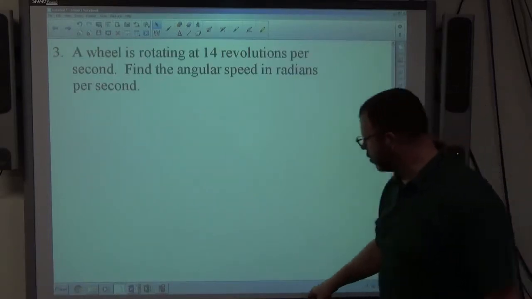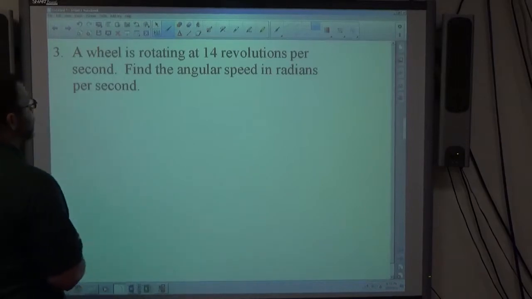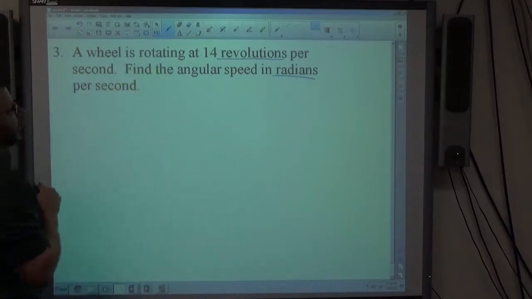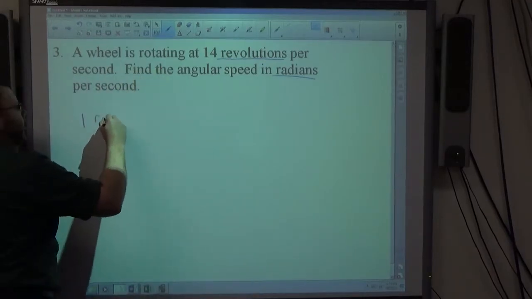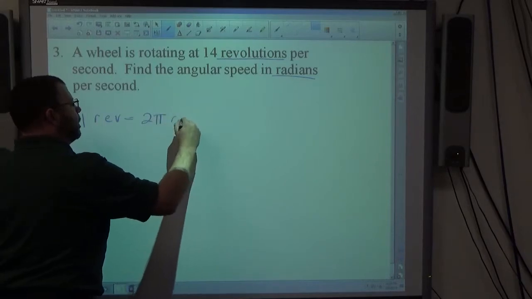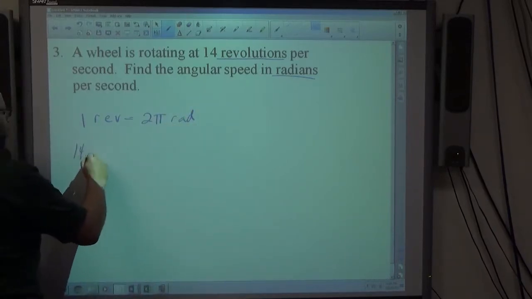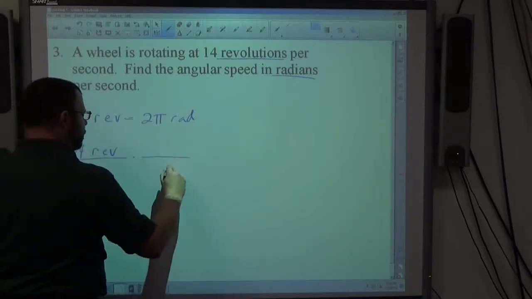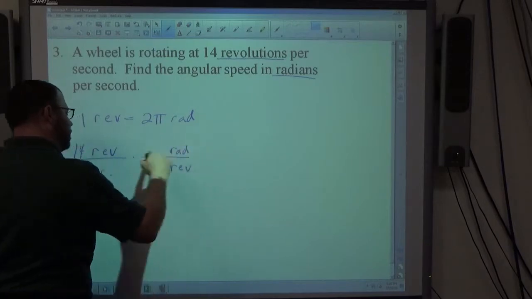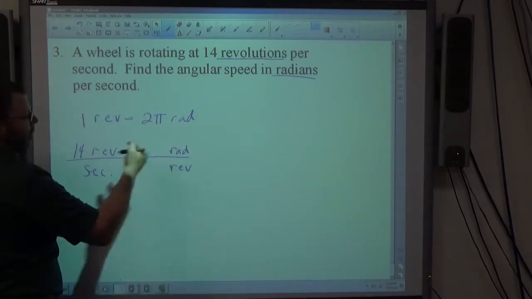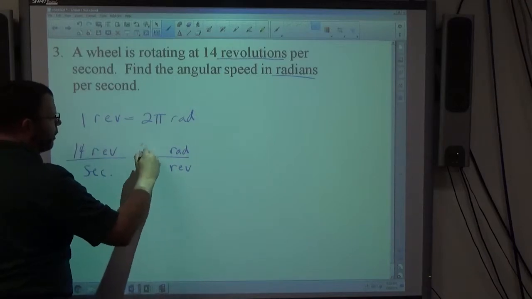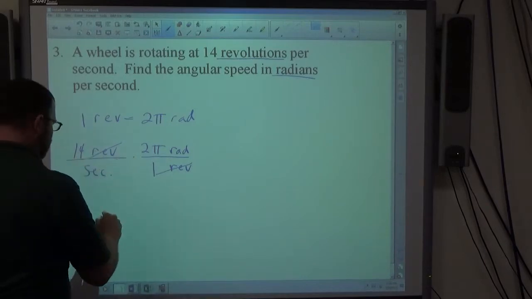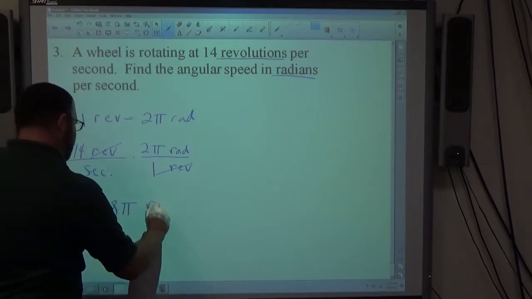Wheels rotating at 14 revolutions per second. Find the angular speed in radians per second. So the main thing here, we've got to change revolutions to radians. The per second's already there. And 1 revolution is equal to 2 pi radians. So if I do 14 revolutions per second is our initial unit, I'm going to change revolutions to radians. So revolutions on the bottom for cancellation purposes, radians on top to convert. 1 goes with rev, 2 pi goes with radians. Revolutions cancel revolutions. And 14 times 2 is, so we get 28 pi radians per second.